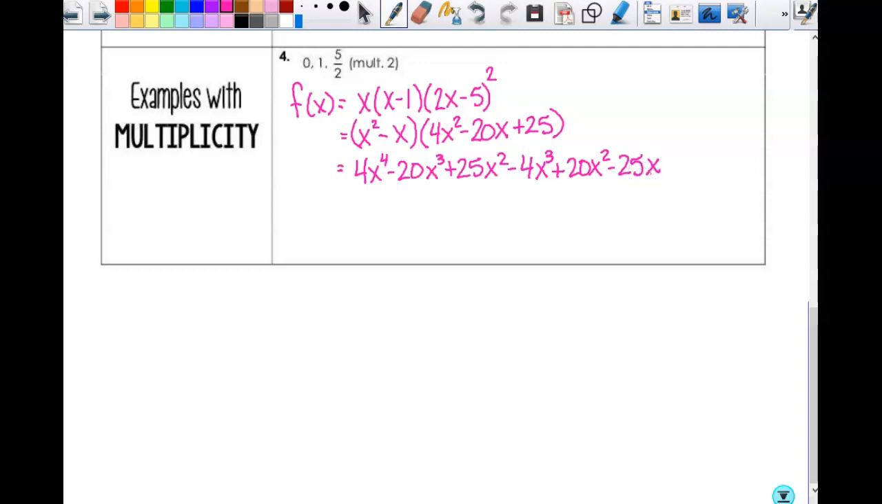Okay, so now I'm going to combine all my like terms. There's only one fourth-degree term, so this is 4x to the 4th. I've got two cubic terms, but this is a negative 20 and a negative 20 and a negative 4. So negative 24x cubed. I almost canceled it out with that. That wouldn't have made any sense. x squared: 25 and 20, plus 45x squared, and then minus 25x. That is my possible function.